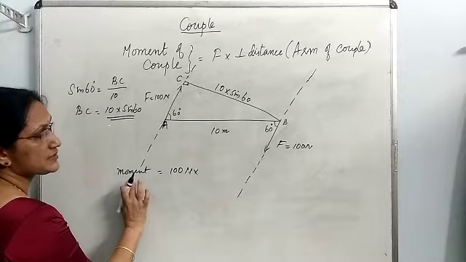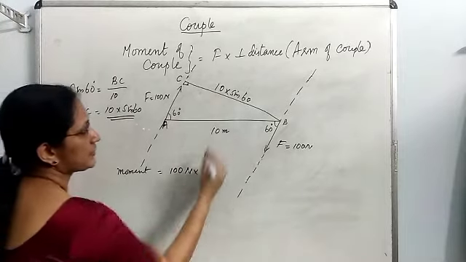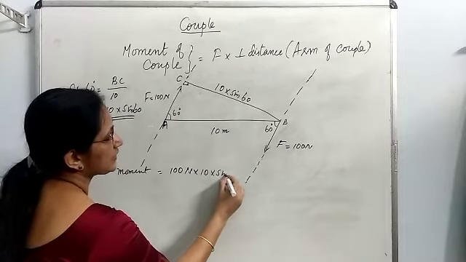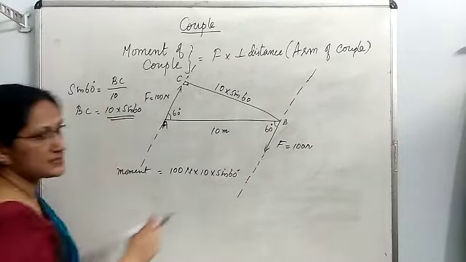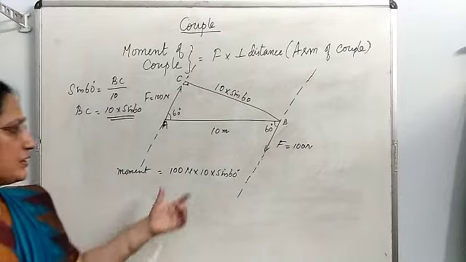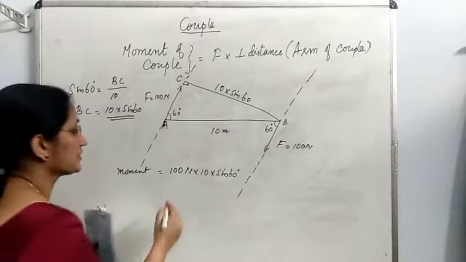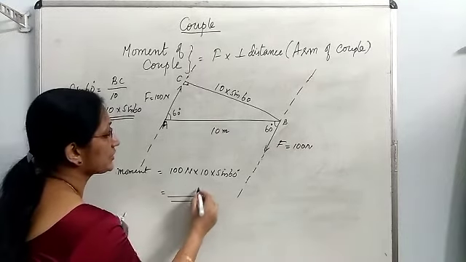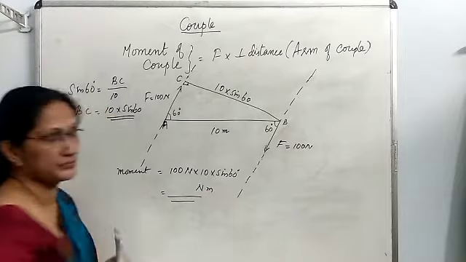So moment is force into perpendicular distance, that is 100 into 10 sine 60. Then the sine 60 value you can get from the logarithm table. Do the multiplication. You will get the moment in Newton meters.